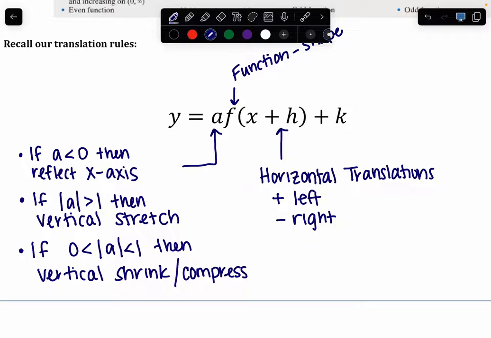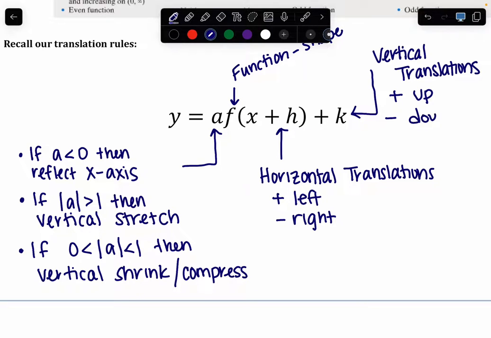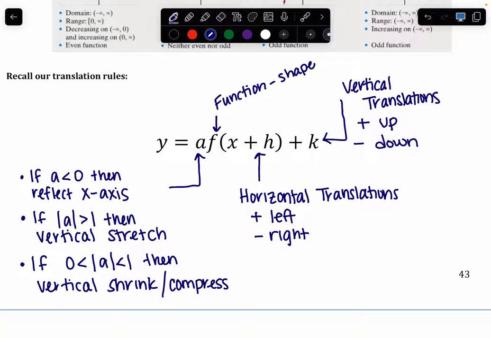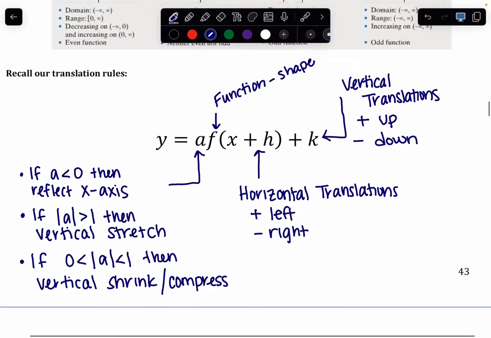And then the k value on the end, that is our vertical translations. So if it's positive, we're going up. Negative, we're going down. This should all be review. Moving left, right, up, down, stretch, shrink, reflect. Do we remember that? Wonderful. So let's apply it.